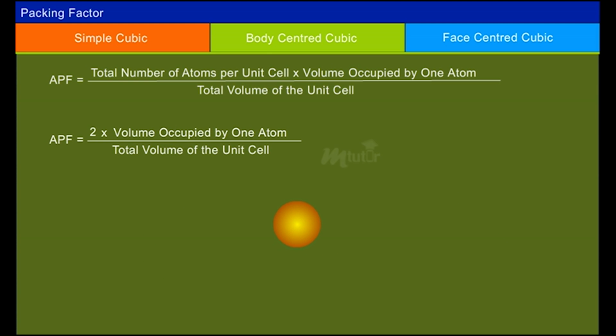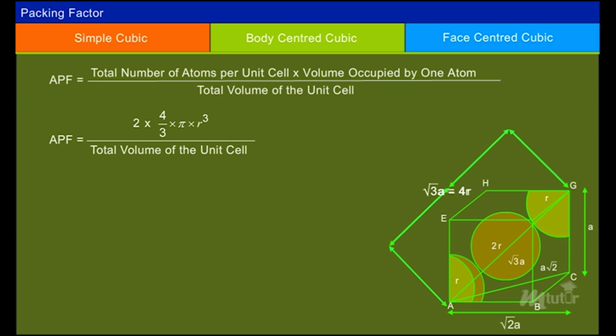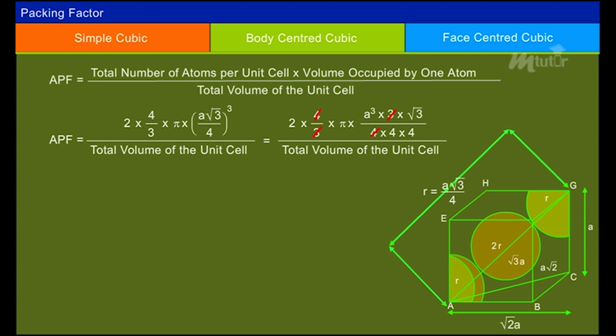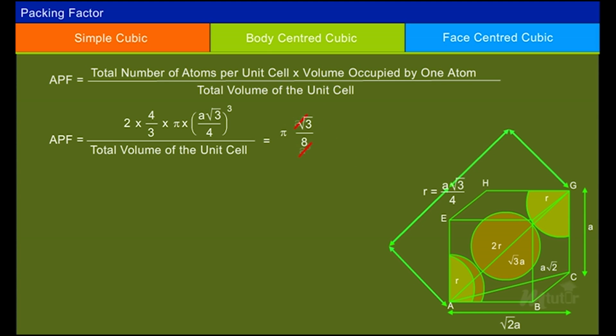Thus, the volume of two atoms that are spherical becomes 2 into 4/3 pi r cubed. We have already learnt that the radius of the atom in a BCC structure, r, is equal to a into square root of 3/4. Further, on simplifying, we have the given equation. Now, what is the volume of the unit cell for a cubic system? Since the edge length of the cube is a, we have the volume to be a cubed and the APF becomes pi into square root of 3/8.